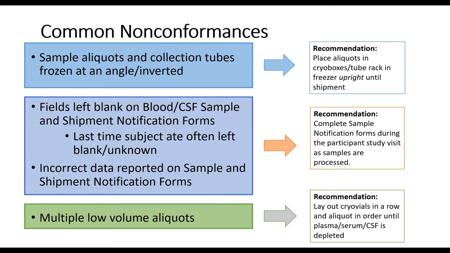The other thing is that we really highlighted that residual volume. We only want one tube per sample type that has less than that 1/2 ml in it. Please make sure that all the other aliquots are at the 1/2 ml. And in order to prevent multiples that are less than 1/2 ml, go ahead and lay out all the cryovials in a row and just aliquot in order until you run out of volume.